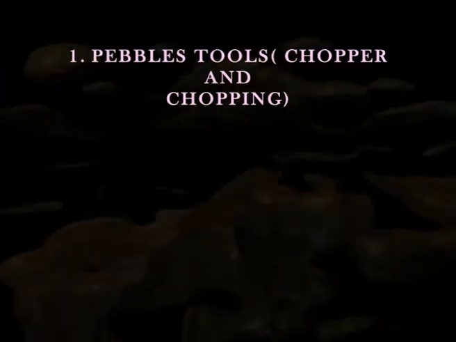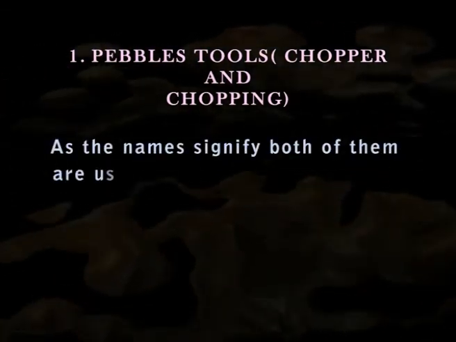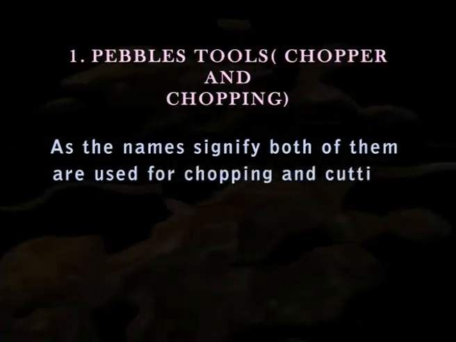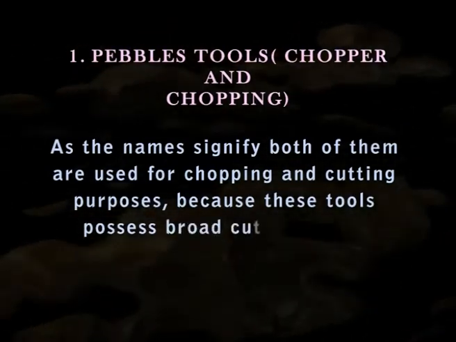Now come to the next point, that is the function of the various tool types of the Lower Paleolithic period. The main functions of the Lower Paleolithic tools are described below along with the tool type. Number 1. Pebble tools, chopper and chopping tool. As the name signifies, both of them are used for chopping and cutting purposes because these tools possess broad cutting edges.